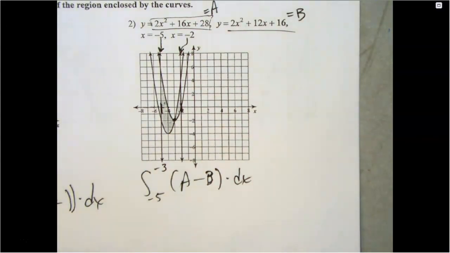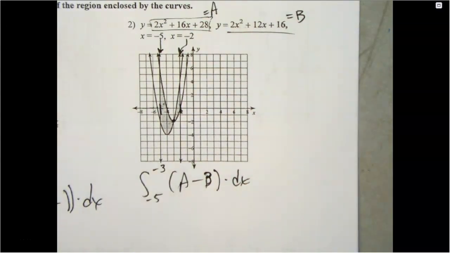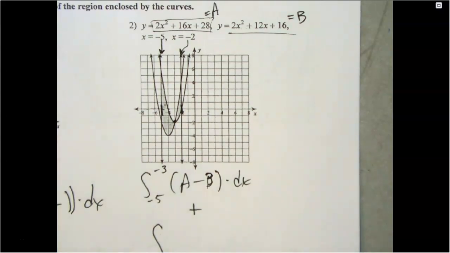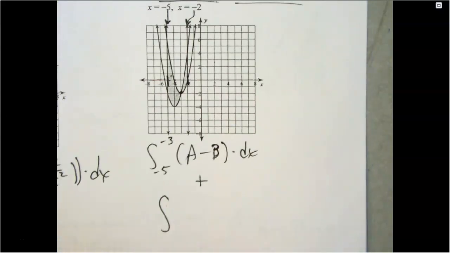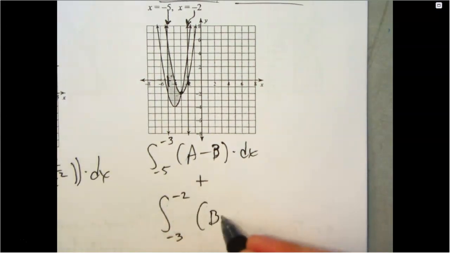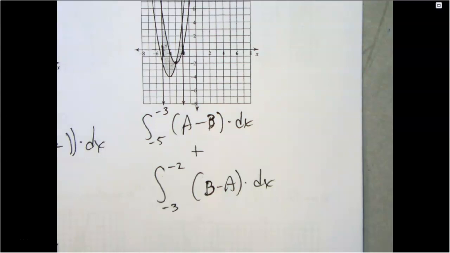Again, if you're wrong about what's on top, what's gonna happen? It's gonna come out negative. So you would just go back and cross it out and flip it. The worst case scenario is it comes out to a negative number and you just change it. Plus, what's my next integral? From what to what? Negative 3 to negative 2. And then I'm pretty sure they switch, so I'm gonna go B minus A. Again, if I'm wrong, I'll know because it'll come out negative, and then I'll just go back and scribble it out.